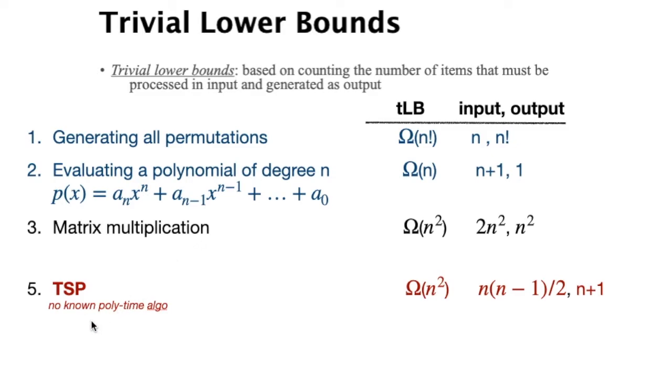One example of a too low lower bound for a problem is for the TSP. If we evaluate the size of the input and output for the TSP, we can get n squared as the trivial lower bound. But we all know that there is no known polynomial time algorithm for this. So n squared is a very low bound for the traveling salesman problem.